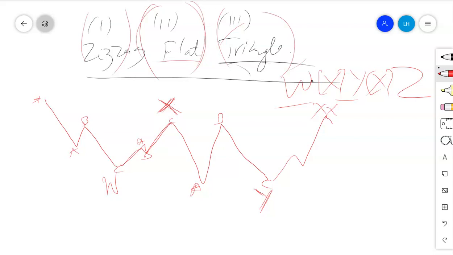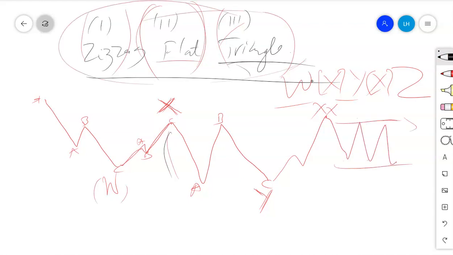A, B, C, D, E. Now it is A, B, C, D, finally E. Now we will have this triangle. It can be any type of triangle there if we need to have those 3 things there. But now the point here is, when the first corrective move is a zigzag, we don't expect to see the second corrective move to be a zigzag again. The first one, now here, the first corrective move was a zigzag.